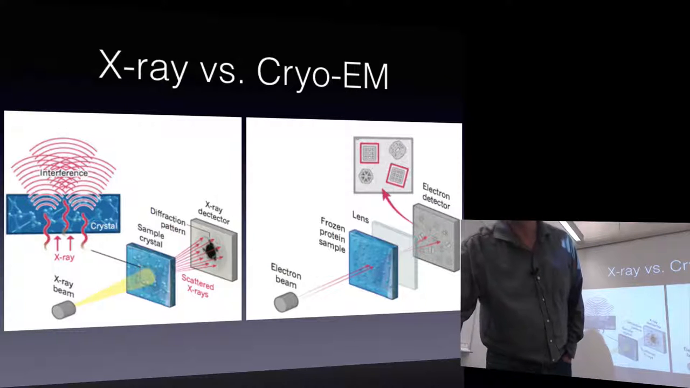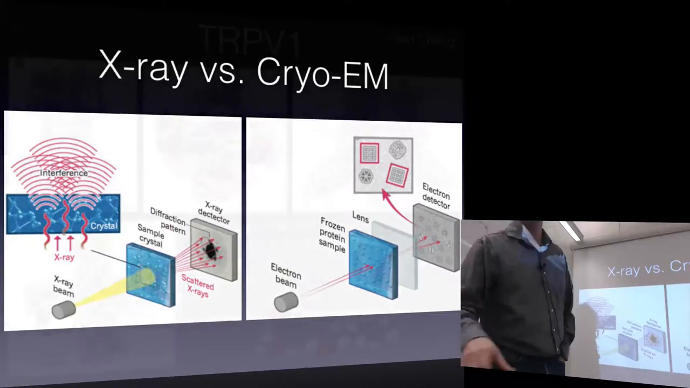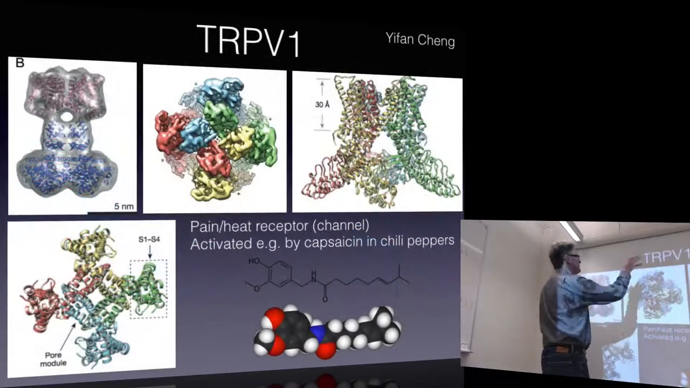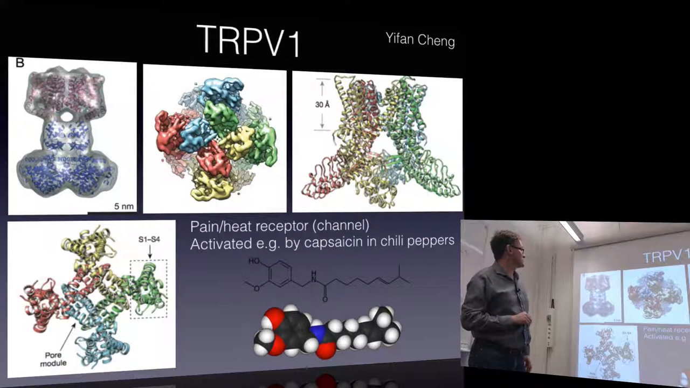And here, I think there are two potential Nobel Prizes. First, Richard Henderson for his method development work here, and it could happen very soon. The other one is Yifan Cheng, who is at San Francisco, and one of them who determined some of the first structures.